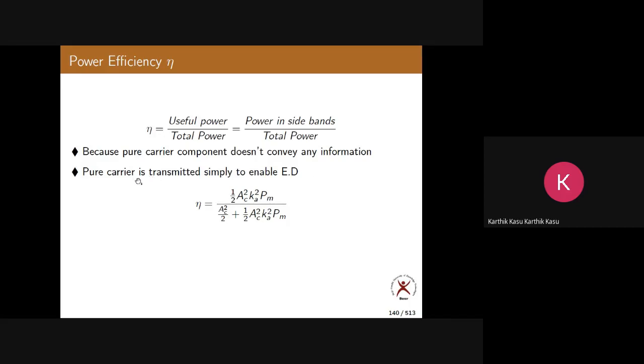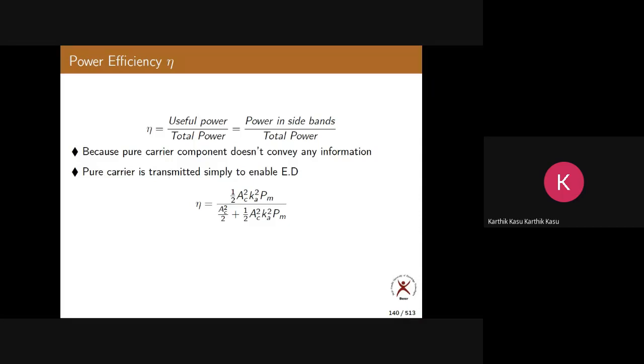So just because we are adding an extra carrier, that is the reason why you are able to demodulate using an envelope detector. We'll come to know this later, but that is the advantage. But what is the cost we are paying for it? Can you tell me? It is giving very bad power efficiency.